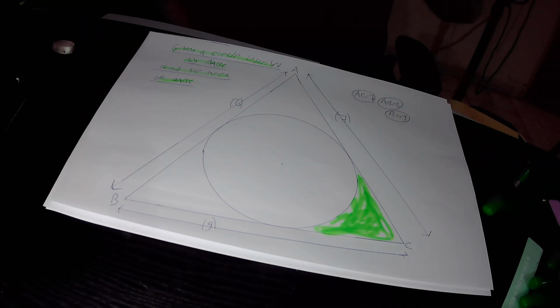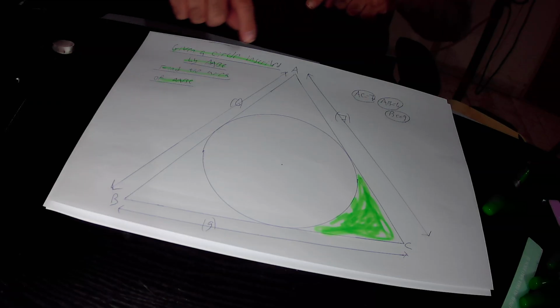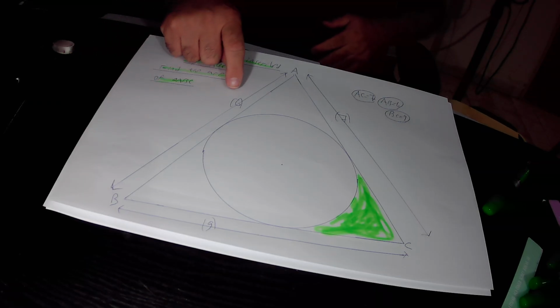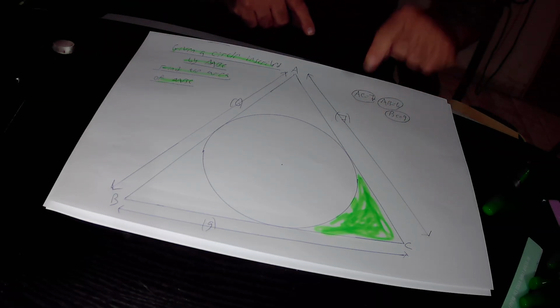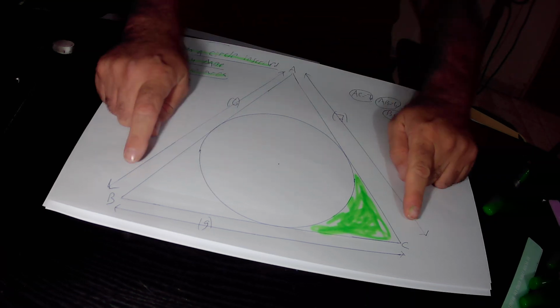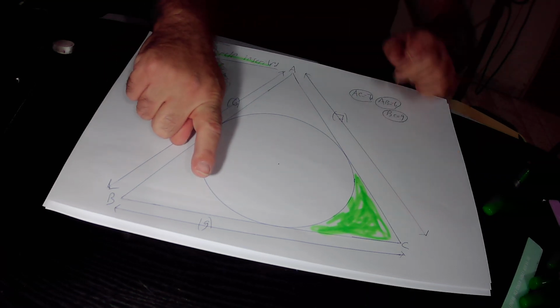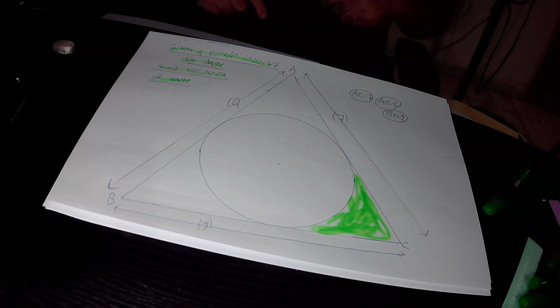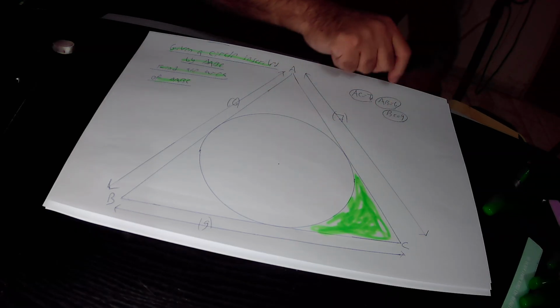In the drawing we have a circle that is inscribed by a triangle ABC. You know that side AB of triangle ABC equals 6 units in length, side AC equals 7 units in length, side BC equals 9 units in length. Again, our task is to find out the area of this green shape.